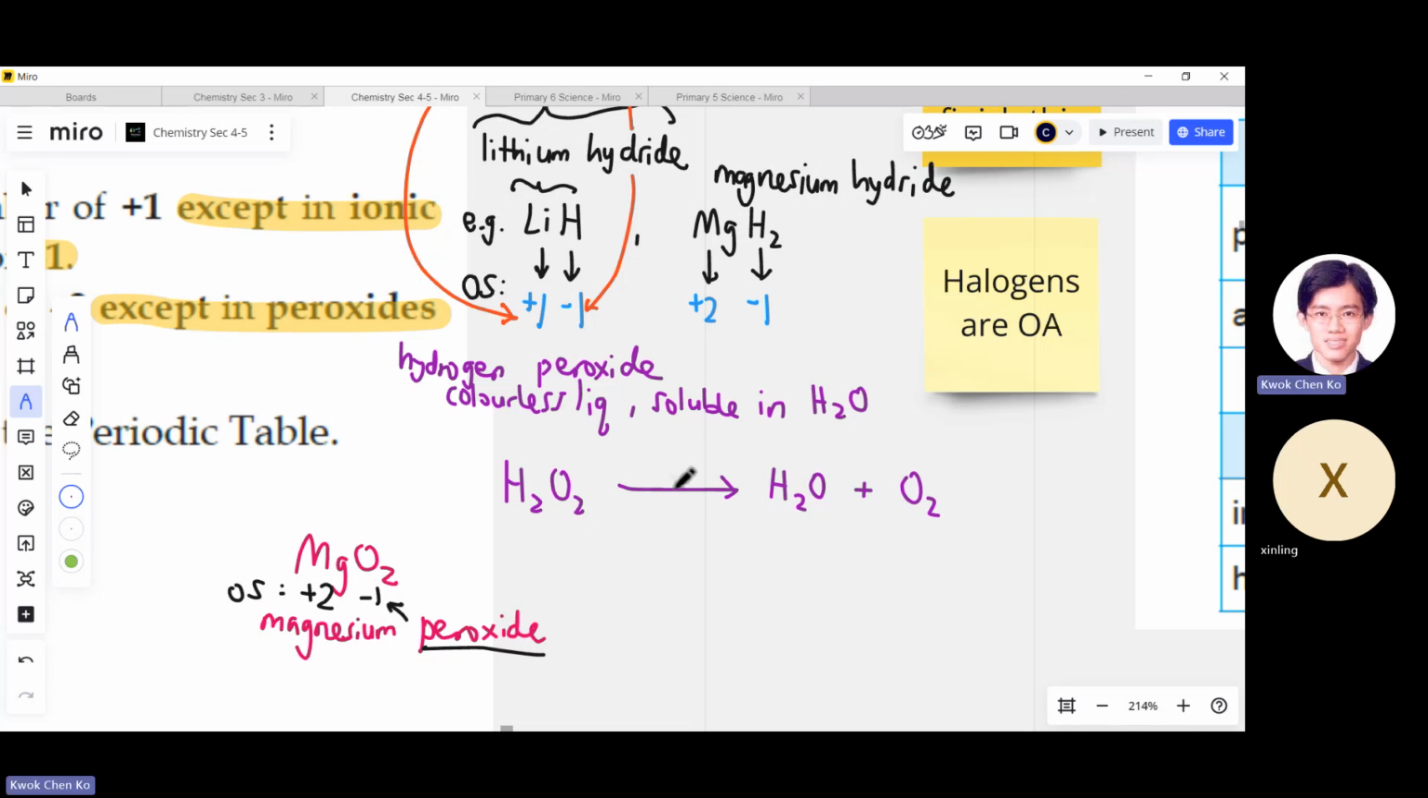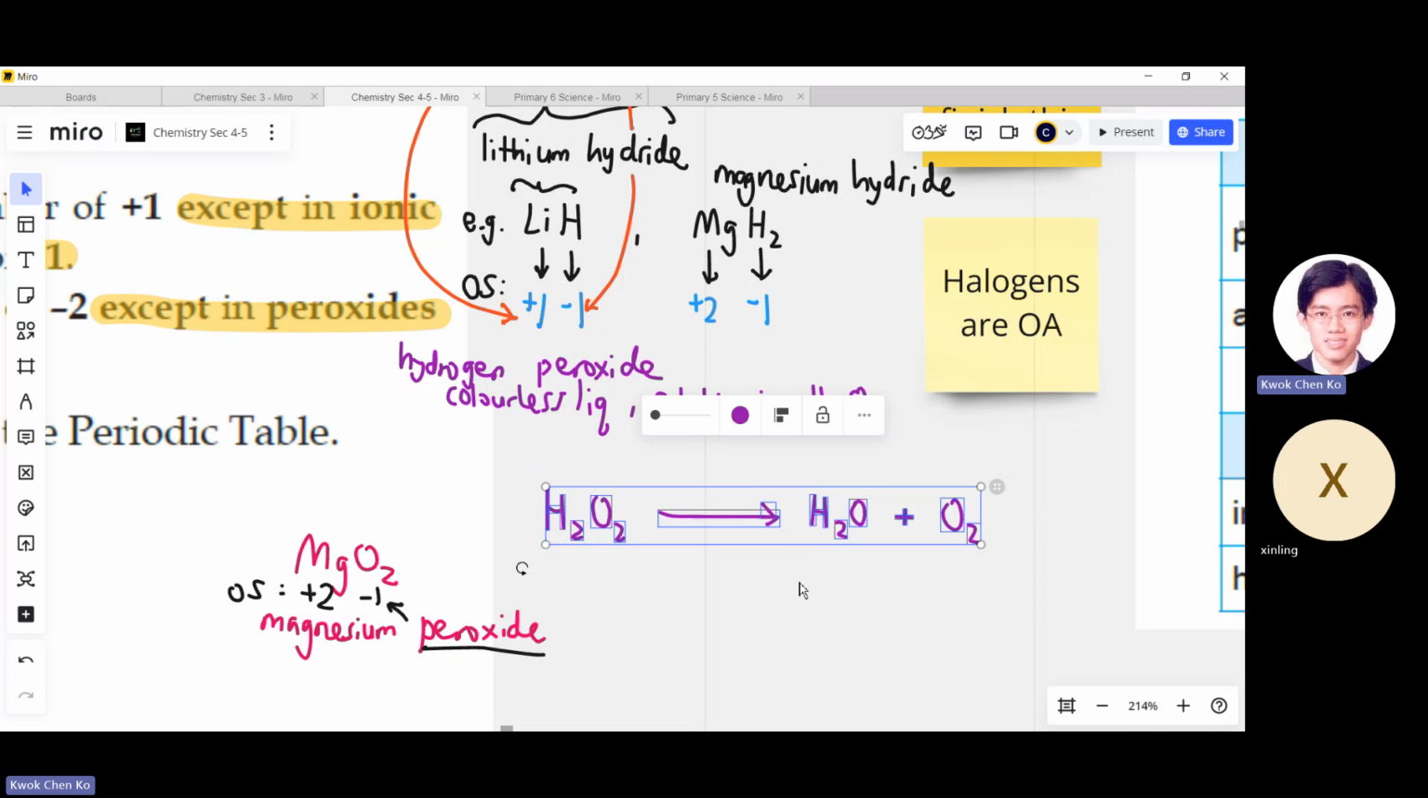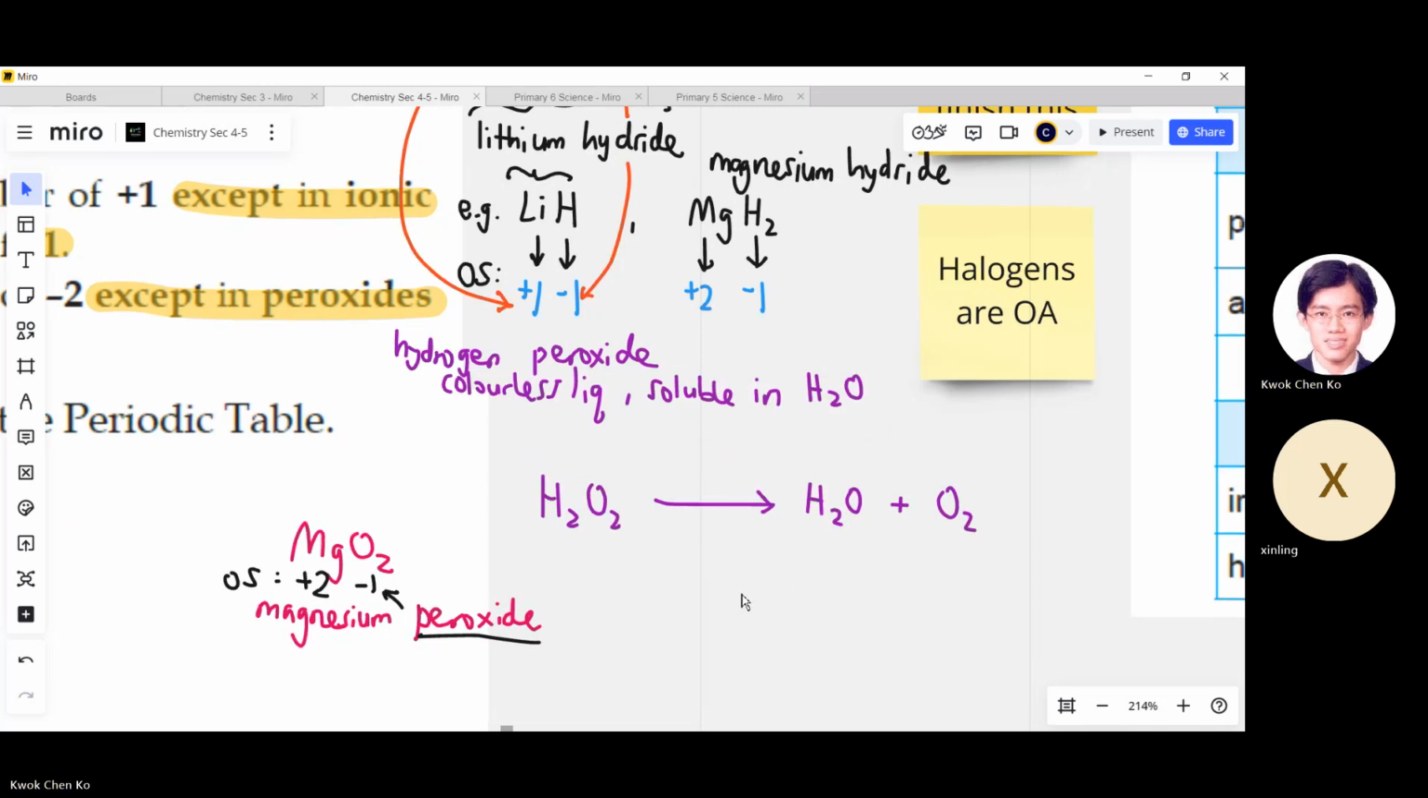Do you want to use OS? Do you want to look at hydrogen or do you want to look at oxygen? Whatever the case, balance the equation first.